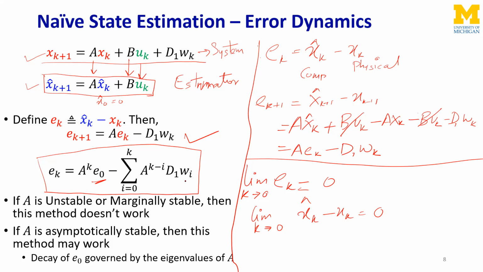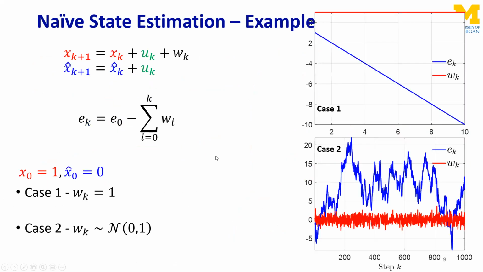And this component is basically a linear combination of all the wi's from i equals 0 to k. So if the wi's are small, your error is going to be small. So let's look at a couple of examples.